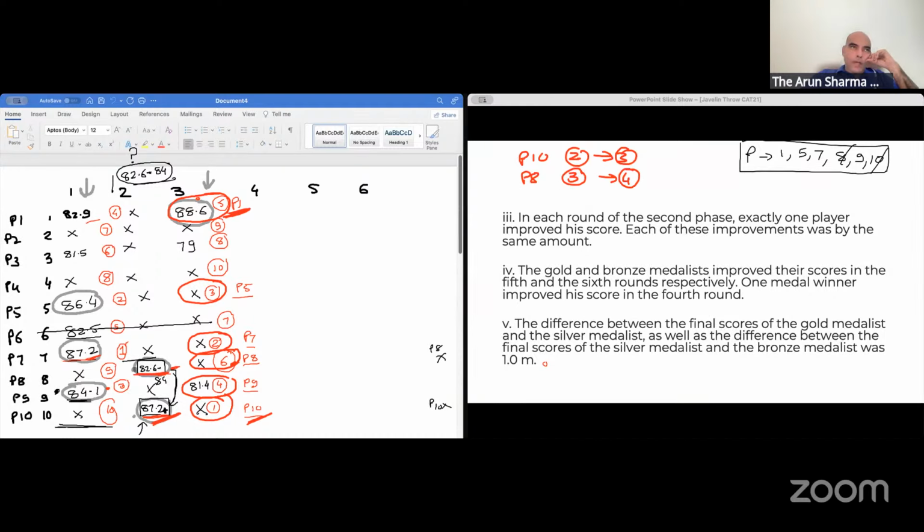Now, we focus on the improvements. There is one guy who improved in round 4, one guy who improved in round 5, and one guy who improved in round 6. So who are these people who improved? I'm going to clean the board a little bit for you guys. Now, the first thing we know is that P10 does not have a medal and P8 does not have a medal.